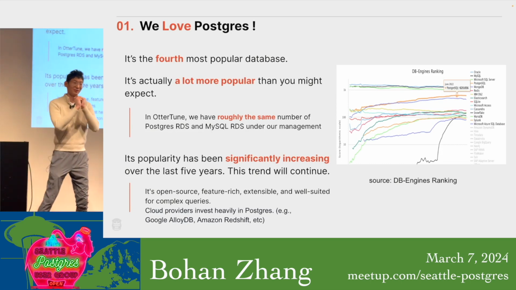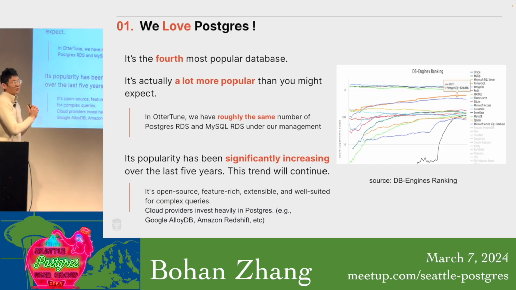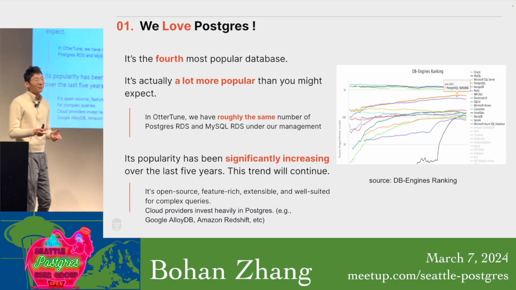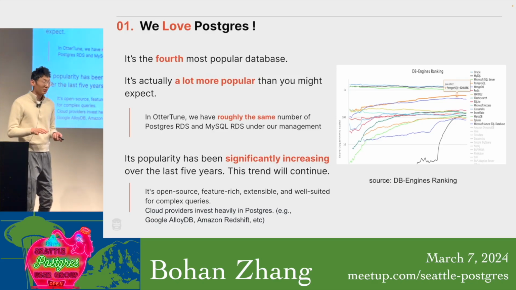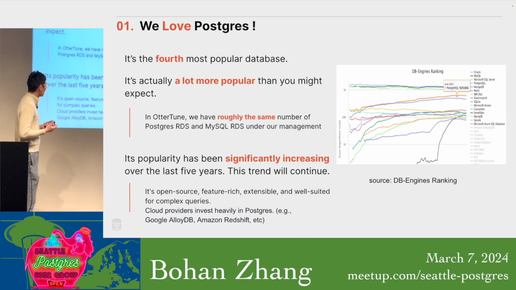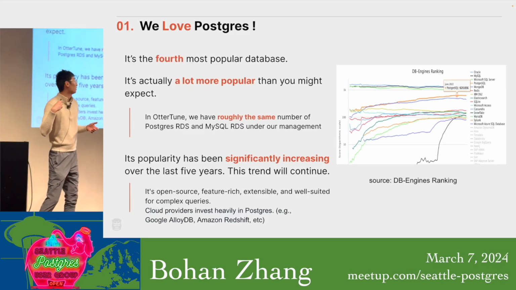Postgres is a relational database based on open source, and it's actually more popular than you might think. In OtterTune, we have roughly the same number of Postgres and MySQL databases under our management. That is very surprising, because the number of Postgres and MySQL is roughly the same from our customers' data. Its popularity has been significantly increasing over the last 5 years. Is this trend still continuing?